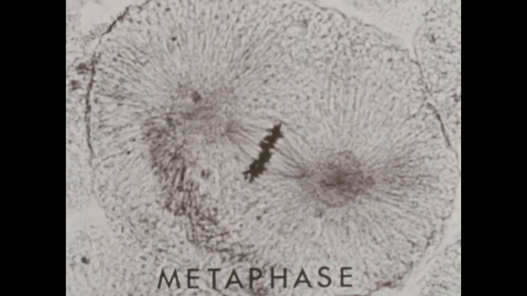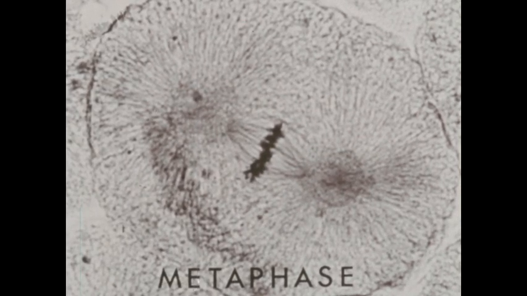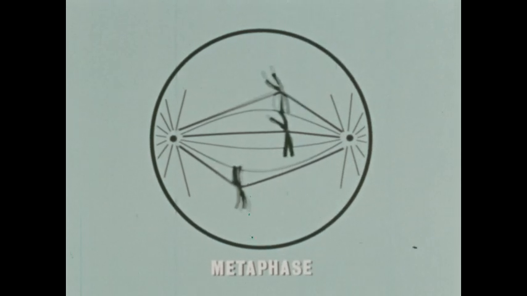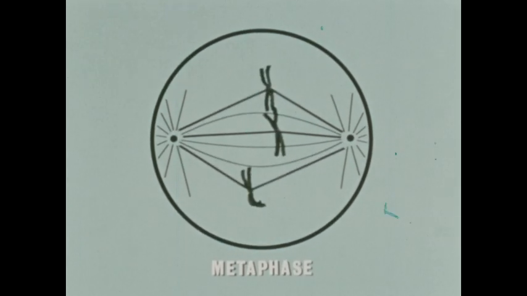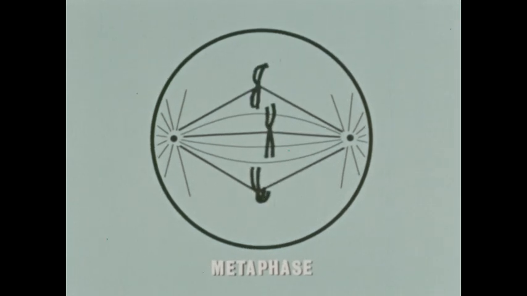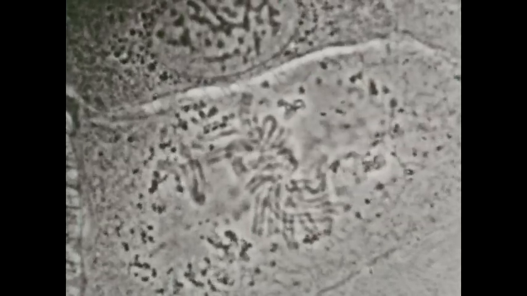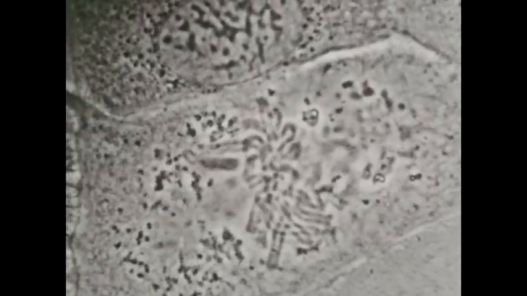Let's consider now the metaphase, the third phase of mitosis. In the metaphase, the chromosomes line up between opposite poles of the cell. Here's the same action under the microscope. This alignment of the chromosomes completes the metaphase.